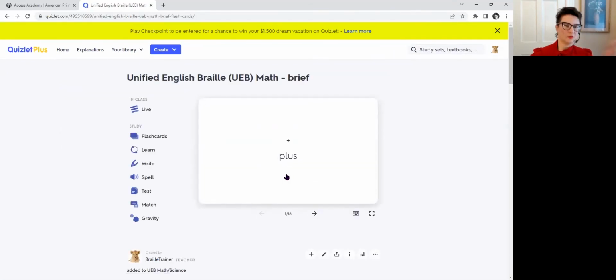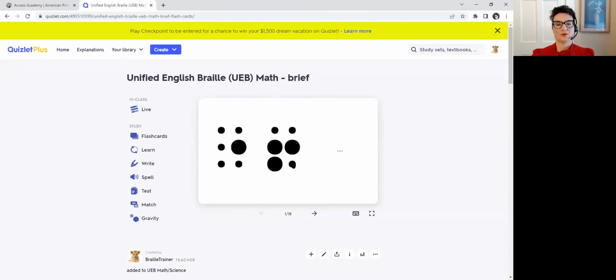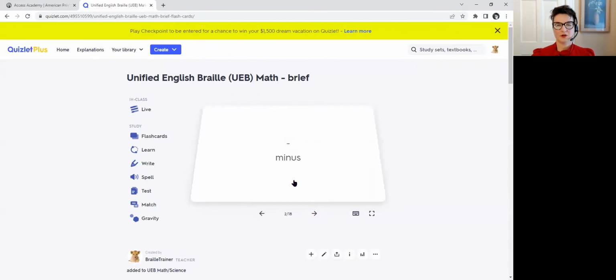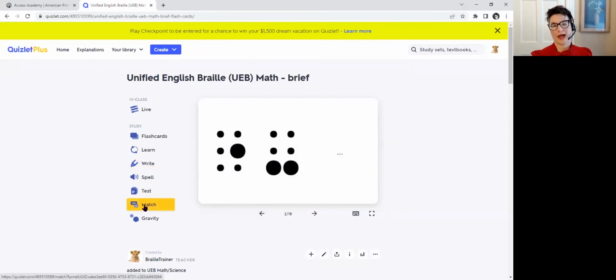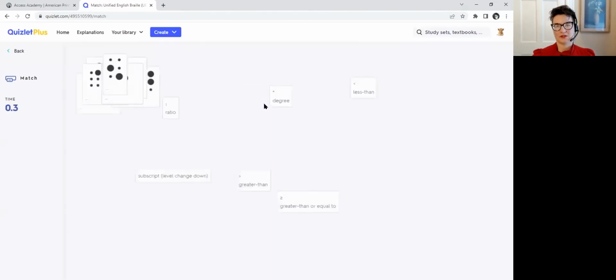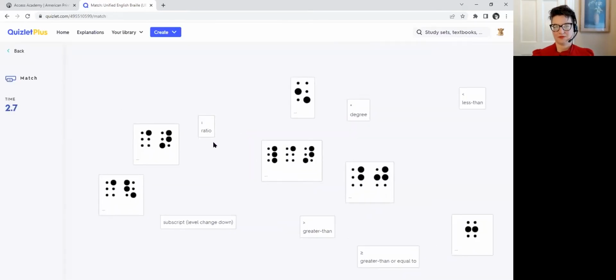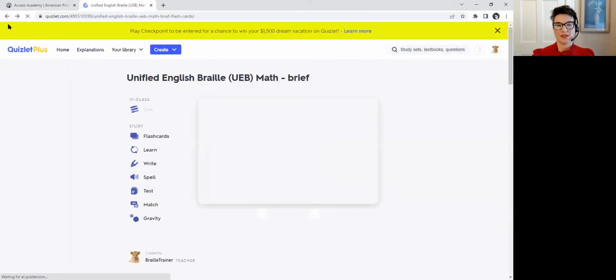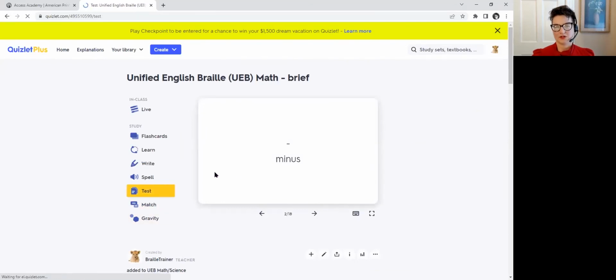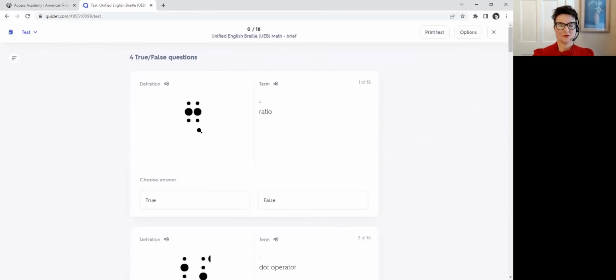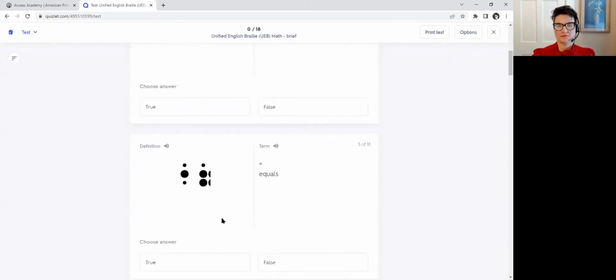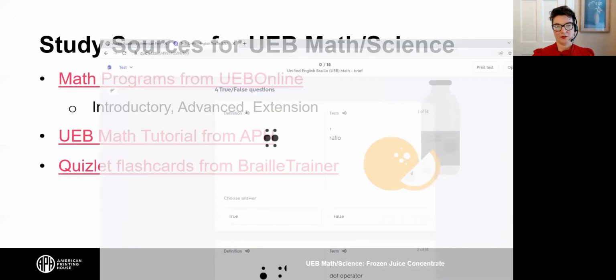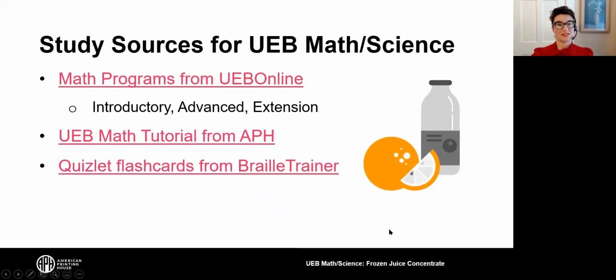And what I like about Quizlet, you probably already know, is not only can you do the flashcards where you look at one side and then the other, but you can also play some games where maybe you match the Braille to the print by dragging them around the screen. Some of these games are pretty site dependent, or you can go through a quiz which takes the information from the cards and rearranges it to make you answer true, false questions. And that is another way that you can practice some UEB math science material, with those Quizlet flashcards.